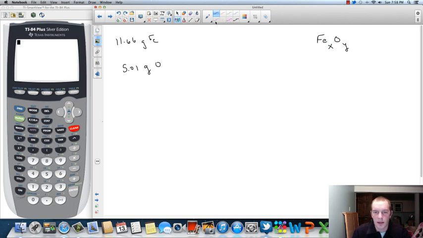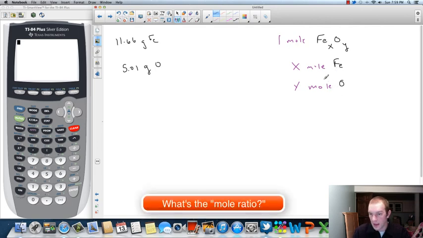Here's the key. The key is that if we had 1 mole of FexOy, there would be x moles of Fe, and there would be y moles of O that make up that formula. So the key is we want to figure out what that mole ratio is, and we talked about that the other day. So if we want to try to figure that out, we should be able to work our way through it relatively easily.